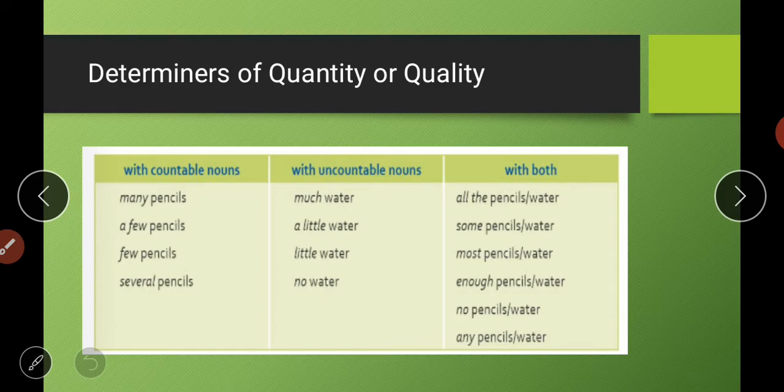So then comes your determiners of quantity or quality. Words like much, many, more, or good or bad are your quantity or quality types of determiners. We have done this in nouns also. With countable nouns, what kind of determiners do we have to use? With uncountable nouns, and there are some determiners which we can use with both countable and uncountable. This we have already done in your noun chapter also.